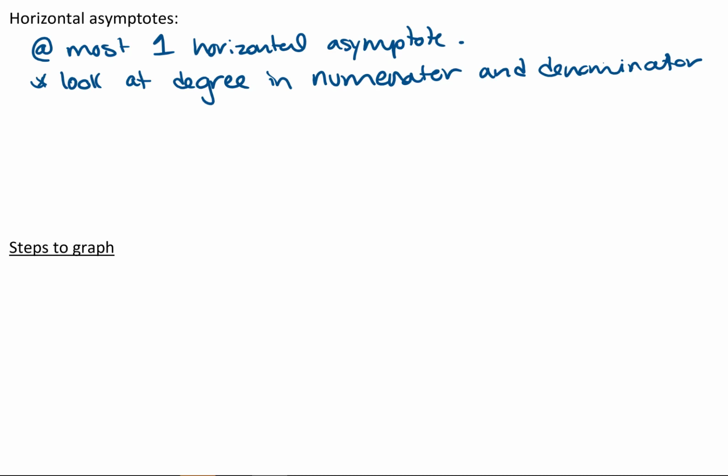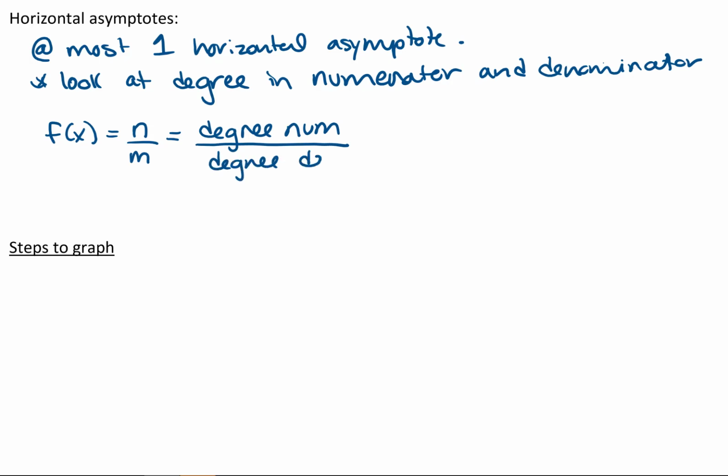For horizontal asymptotes, we look at the degrees in the numerator and the denominator, and then we follow a set of rules to identify where the horizontal asymptote is. There can be at most one horizontal asymptote. So here is our function. I'm going to use some new notation, n and m. n stands for the degree of the numerator, and m stands for the degree of the denominator. Then we're just going to compare those degrees and follow a set of rules.